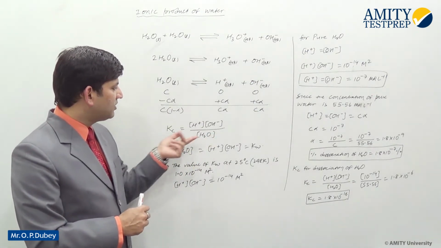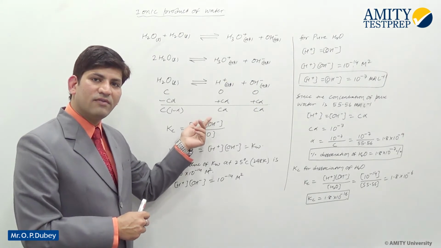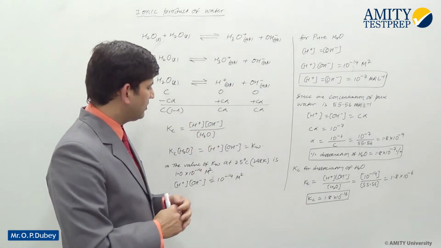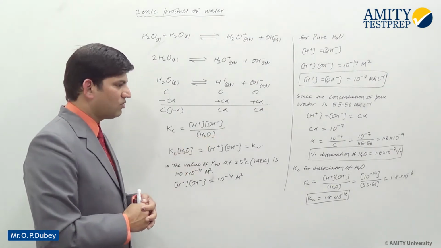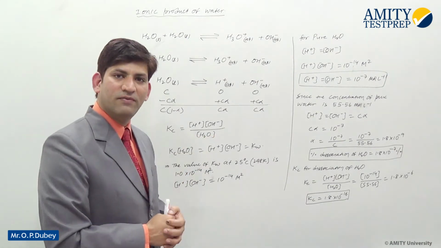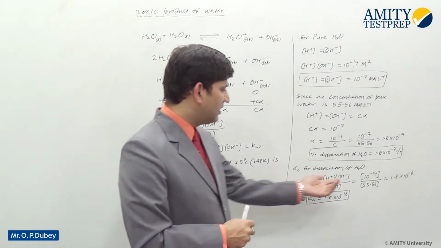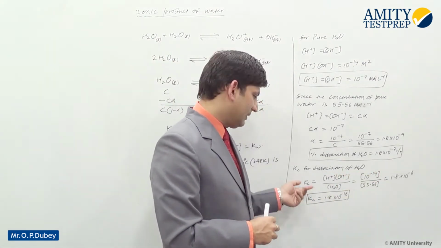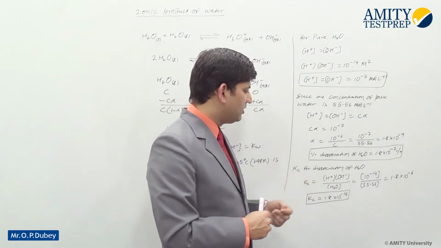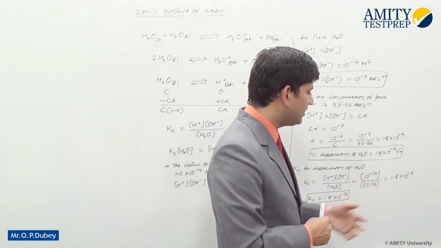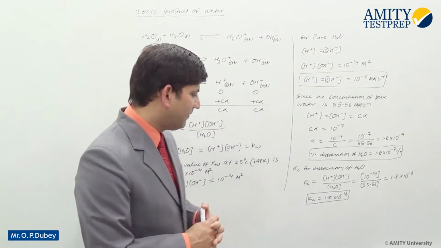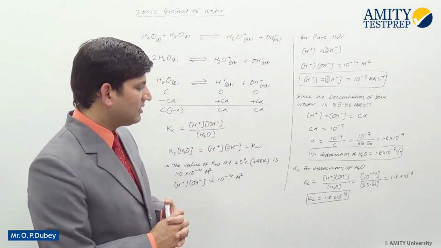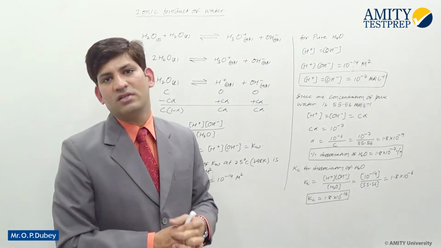The dissociation constant is the product of the concentrations of H+ and OH- divided by the concentration of pure water, and the concentration of pure water is constant, equal to 55.56. Taking 10^-14 divided by 55.56, the equilibrium constant for the dissociation of water comes to 1.8 × 10^-16. That means the equilibrium constant for the dissociation of water is 1.8 × 10^-16.